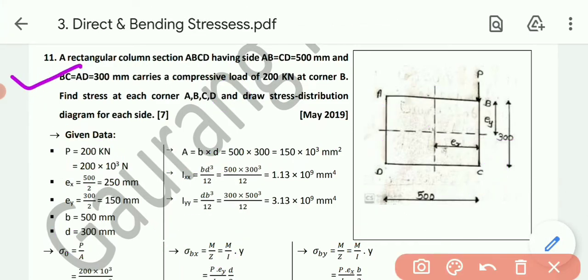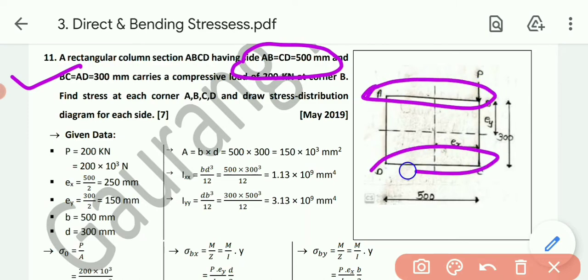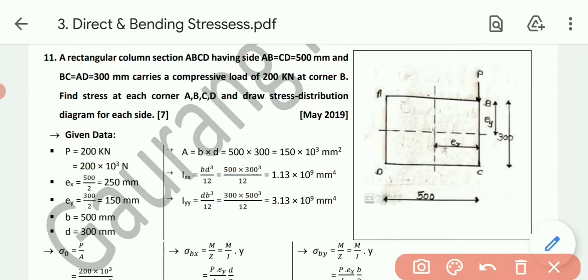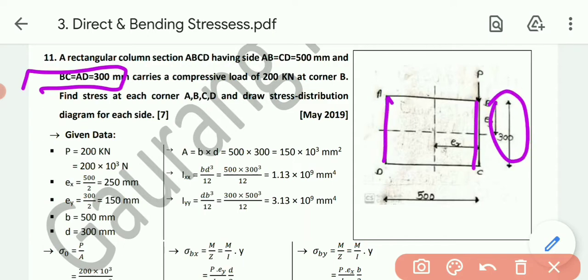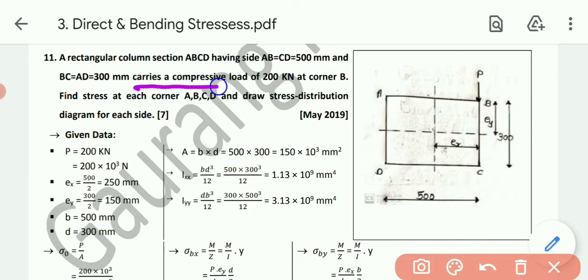A rectangular column section ABCD having side AB and CD equal to 500 mm. They have not given us a figure, so we are drawing the figure ourselves. And BC and AD equal 300 mm. So the rectangular section is 500 cross 300 mm. It carries a compressive load of 200 kilonewton at corner B, so at corner B a force P of 200 kilonewton is there.